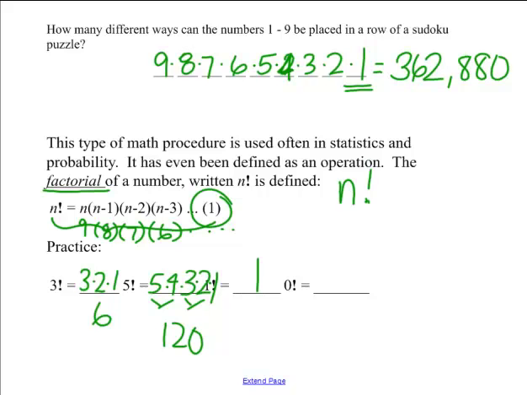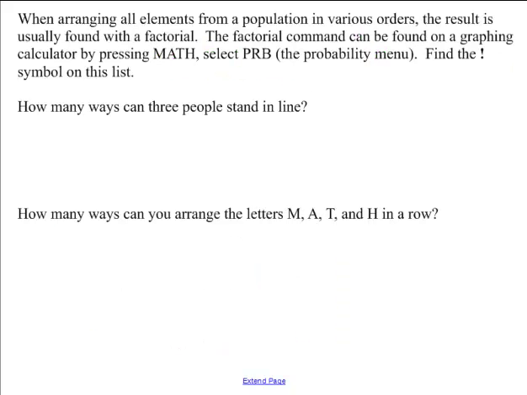And 0 factorial is quite weird. 0 factorial is just 1. It's kind of like how x to the 0 power gives us 1. Same sort of justification for why 0 factorial is 1. You can find this on your calculator, so you don't have to type all that in. If you go to the math button, there's a probability menu. It says PRB. Find the exclamation point, and that's what you can use. So I'll show you that tomorrow, and we can do it in our graphing calculators without writing it all out.